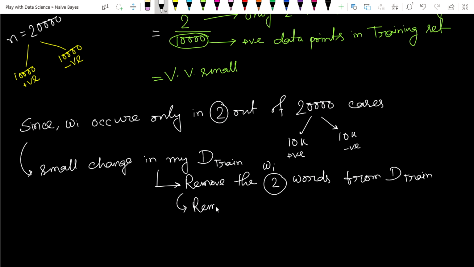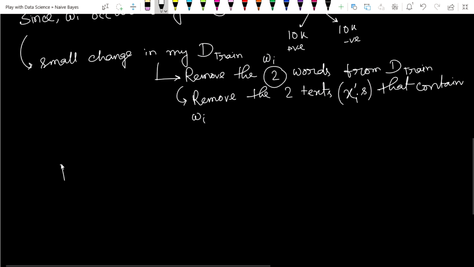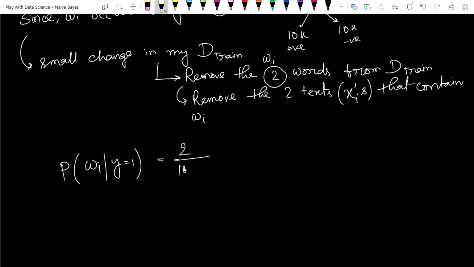If we remove the two texts, that is xi's, and each xi contains what? If we just remove these two texts that contain wi, then what happened? The probability of wi for a given class label 1 will be 0. Previously we have seen this probability will be this one, but if we remove it, now it's going to 0. From this we got the probability equal to 0.